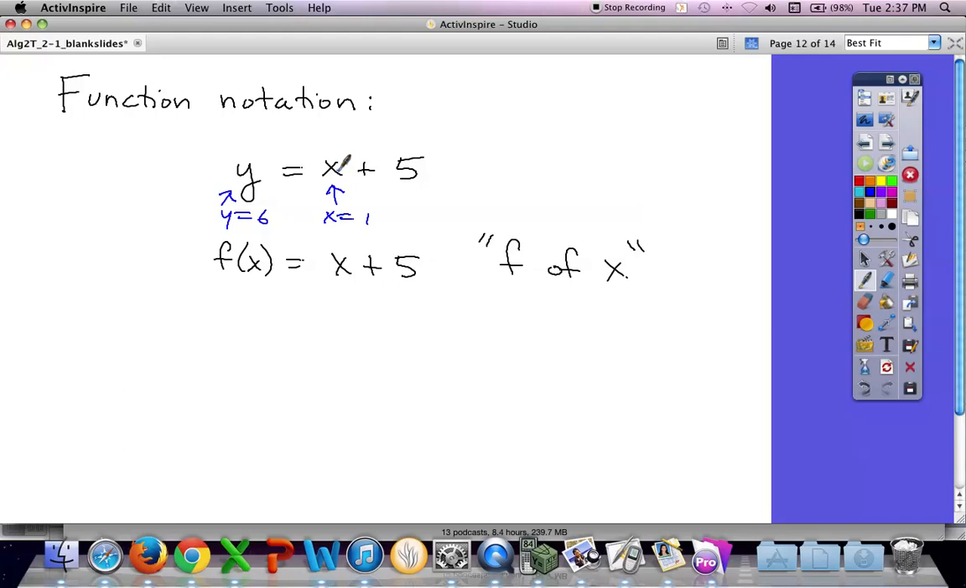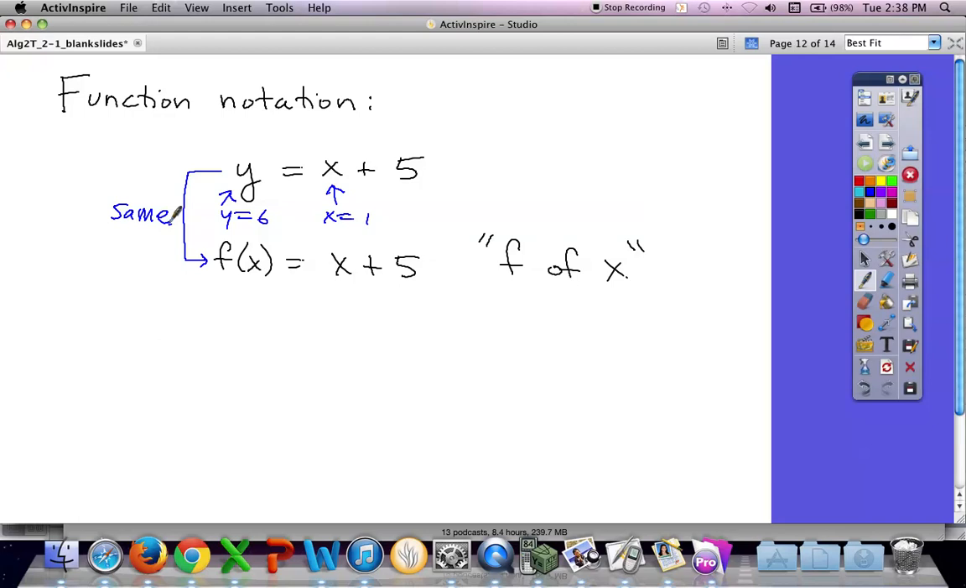But you could also write it in function notation. Instead of y, call it f of x, right? And that's how you read it, f of x. And you can think of y and f of x interchangeably. They're the same thing, right? Same.